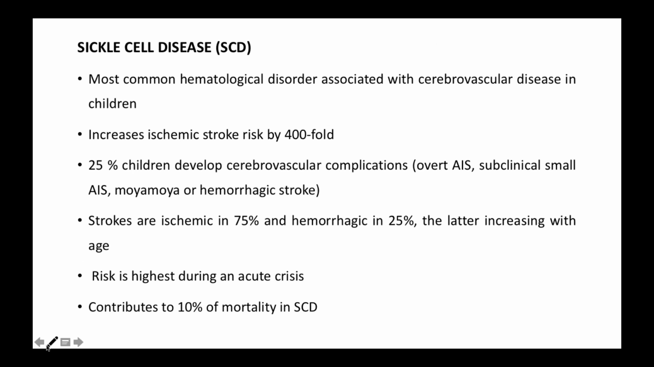One of the major important causes of pediatric stroke is sickle cell disease. That is one of the important hematological conditions resulting in AIS. So much so that the ischemic stroke risk in a child with sickle cell disease increases by 400 fold. So this is too high, okay? And around 25% of children with sickle cell disease usually develop cerebrovascular complications, which are mostly overt AIS, subclinical small AIS, which can be caught later, or Moyamoya stroke or hemorrhagic stroke also.